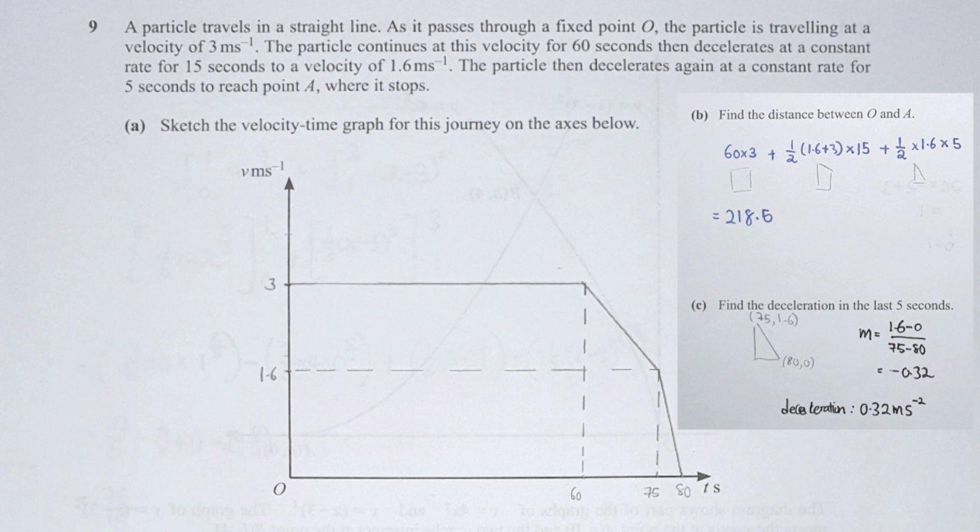As for part C, finding the deceleration here, I'm taking the coordinates and running the calculation. I got a negative 0.32, but remember for speed, there's no negative. So the deceleration will help us to take out the negative. So the final answer will be 0.32 meters per second squared.